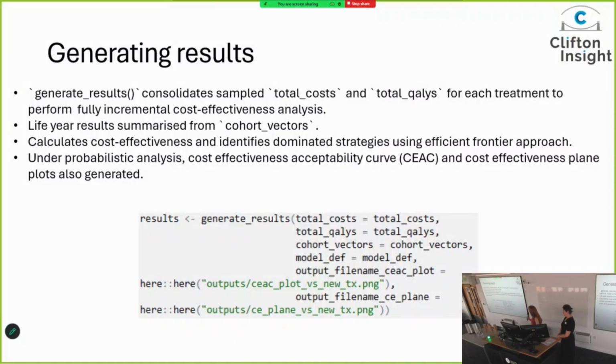There's then functions for generating results, which take the total costs and total qualities for each treatment and do all the standard cost effectiveness analysis stuff. So yeah, reporting life years from the cohort vectors, the dominated strategies, the cost effectiveness plane. So that's all output in R with some nice plots and tables.